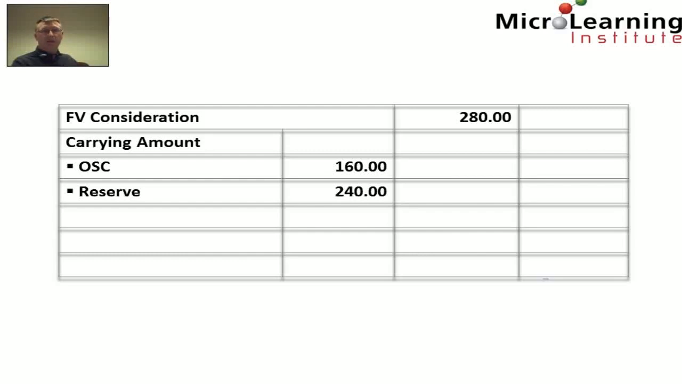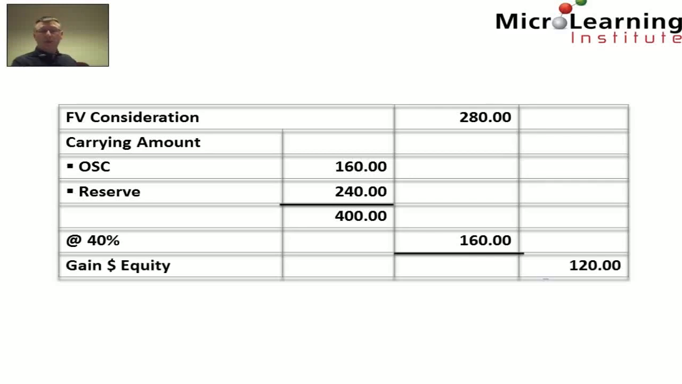The reserves on the statement of financial position of Vision at the date of disposal of the 40% interest is $240,000. So the fair value of the net assets of the entire company of Vision is $400,000. 40% of that fair value net assets is worth $160,000. So if we got a consideration of $280,000 for a 40% holding, which was valued at $160,000, we can see that the group gain to equity is $120,000.